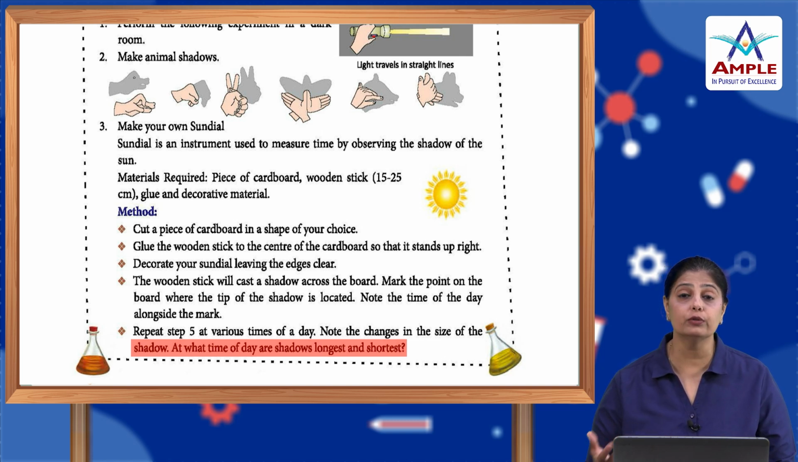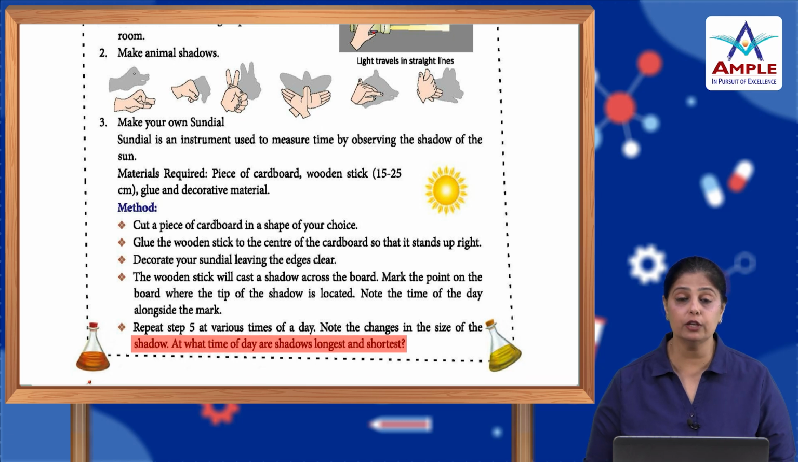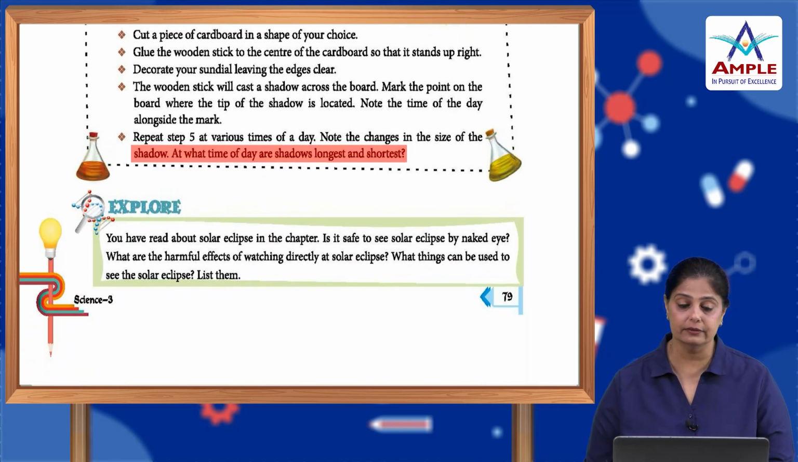So, that is when they found out that it is post afternoon, it is the evening time and the sun is going to set. So, this is how human beings at that time figured out the time of the day using a sundial.